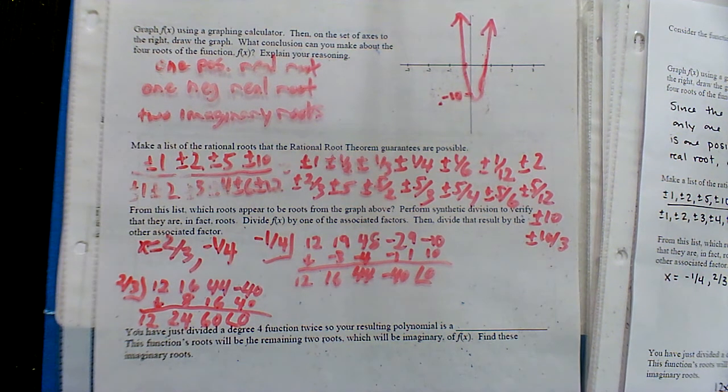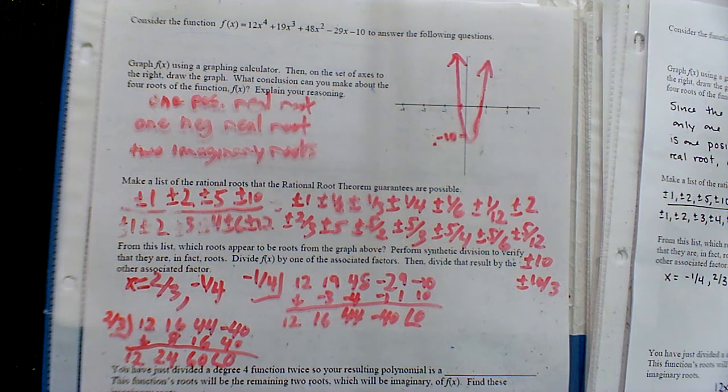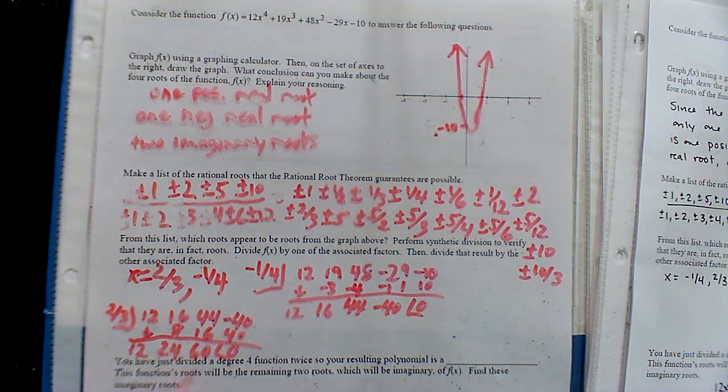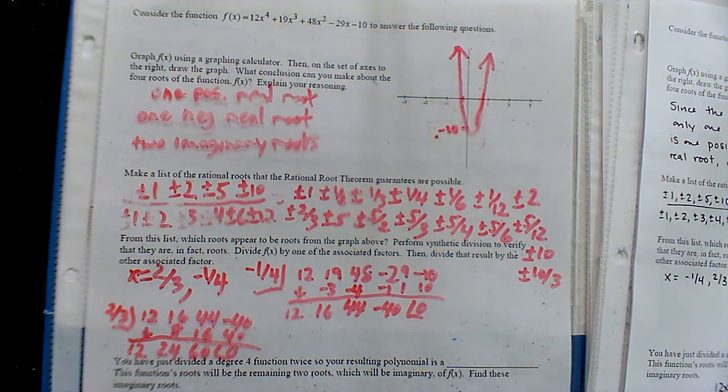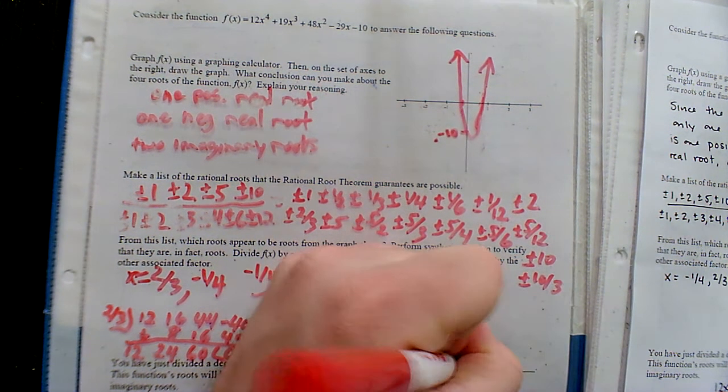And 2/3 also checks out, has a remainder of 0. Alright, so we just checked 2 of the roots. Our original function was to the power of what again? Power of 4. We found 2 roots, so after doing synthetic division twice, our polynomial is now a what? Quadratic. Yep.